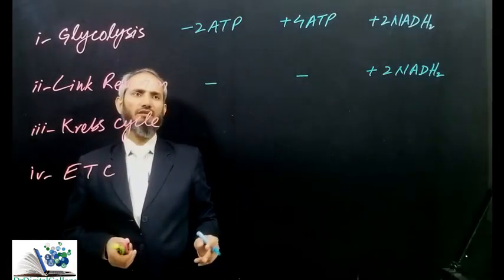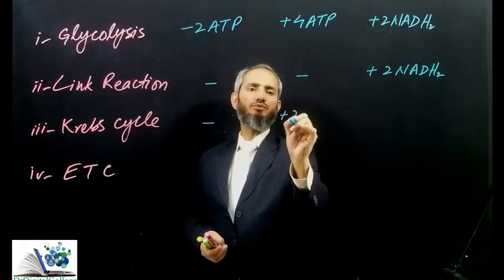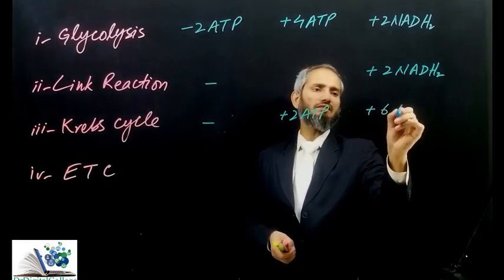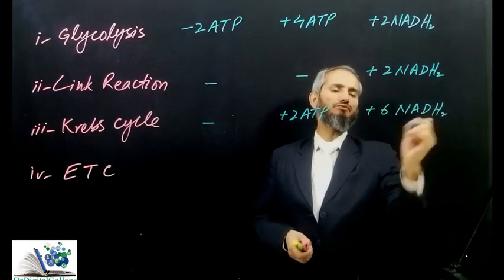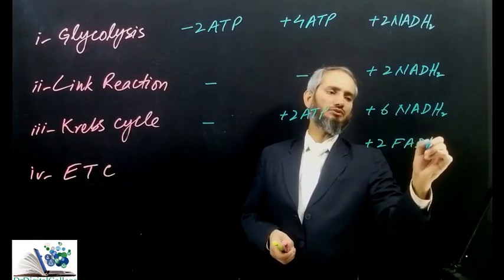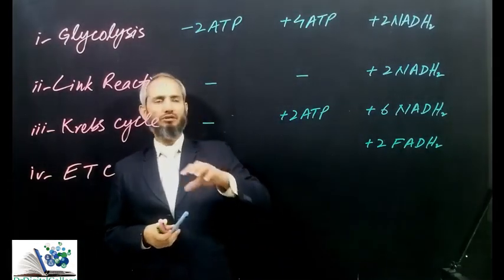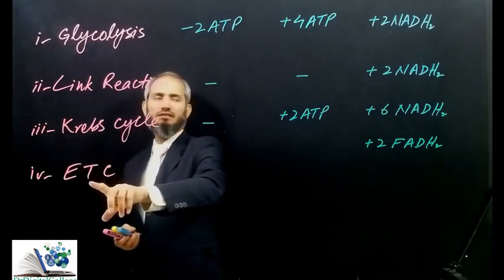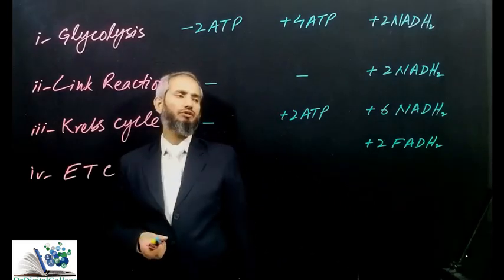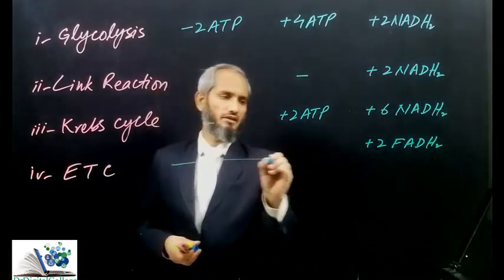And in Krebs cycle, there was no consumption of ATP energy, but there was the production of 2 ATP from GDP. There was the net production of 6 NADH2, the reduced form of NAD, plus 2 FADH2. Now, let's see how the total energy is calculated. If we go to the electron transport chain, the energy in NADH2 and FADH2 will be converted into ATP by oxidative phosphorylation. So let's see what is happening here.